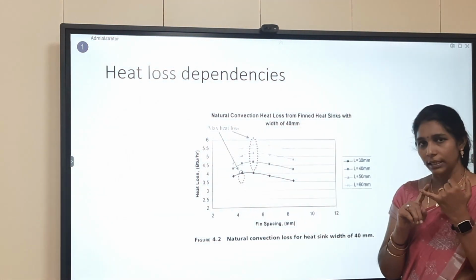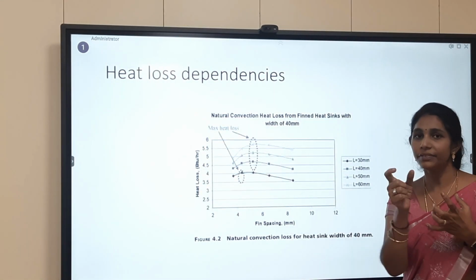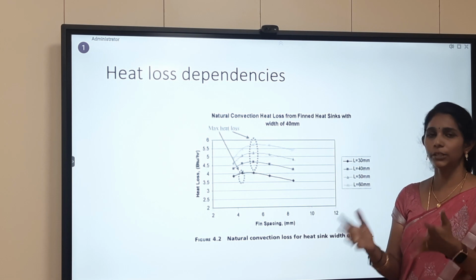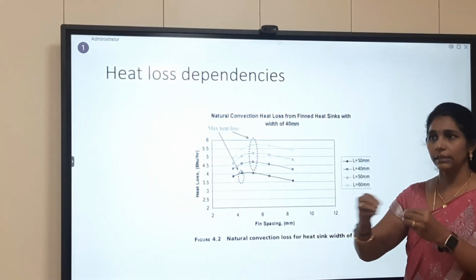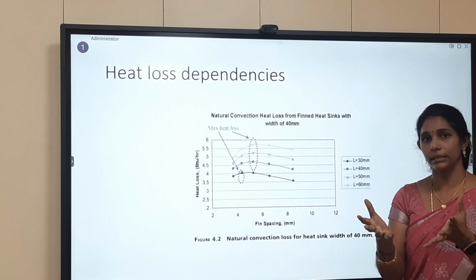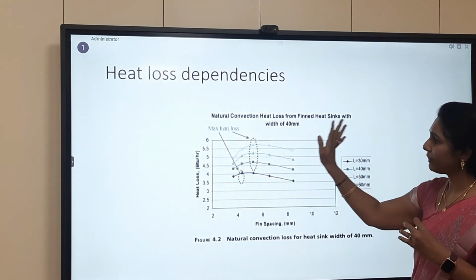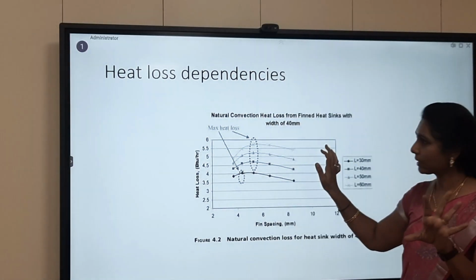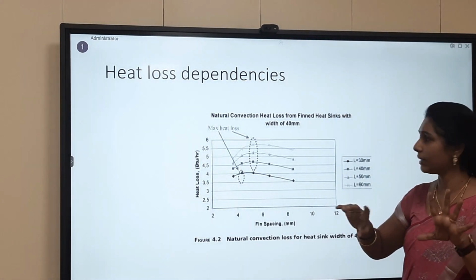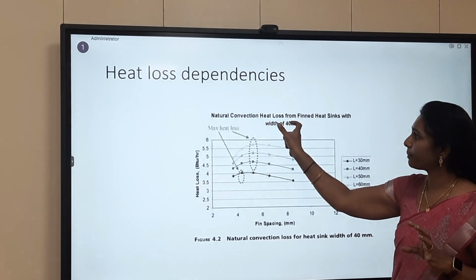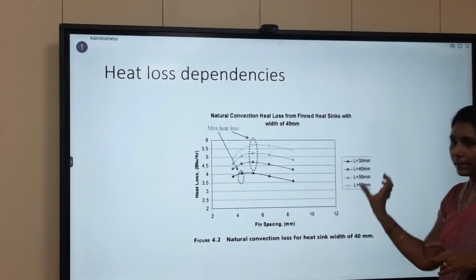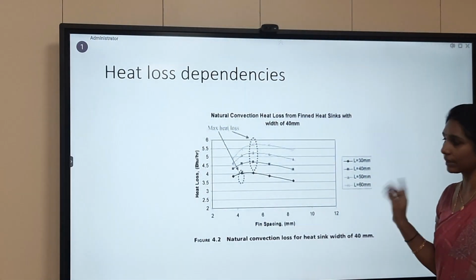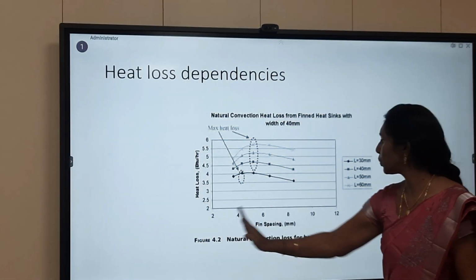Now I have told you the height, length and width of the heat sink, what fin spacing means and what fin thickness means. There are many research works experimented in this area, that is removing the heat from electronic gadgets, say from the PCB itself. From one such study I have taken a graph. In this graph you see natural convection heat loss studied from a finned heat sink with a width of 40 mm. They have taken the width as constant. Look at the right side legend: the length of the heat sink is varied from 30 to 60. Now the fin spacing is varied from 2 to 12.